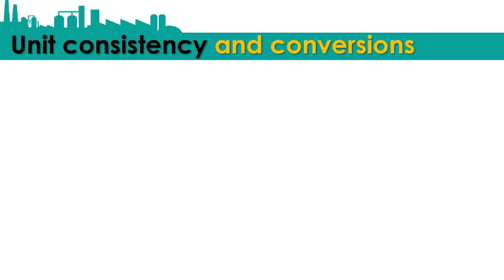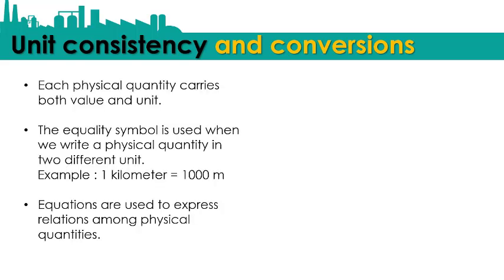Now we are going to discuss unit consistency in equations and unit conversion. As has been discussed, each physical quantity carries both value and unit. The equality symbol is used when we write a physical quantity in two different units. For example, 1 kilometer is equal to 1,000 meters.